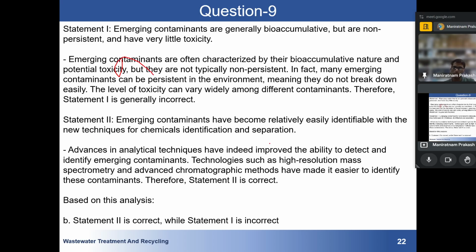Statement two is: emerging contaminants have become relatively easily identifiable with new techniques for chemical identification and separation. Advances in analytical techniques have indeed improved the ability to detect and identify emerging contaminants. So we have more advanced techniques. Technology such as high resolution mass spectrophotometry and advanced chromatography methods have made it easier to identify them. These are some of the techniques researchers use to identify the contaminants. So based on this analysis, statement two is correct. Statement one is incorrect. Okay.